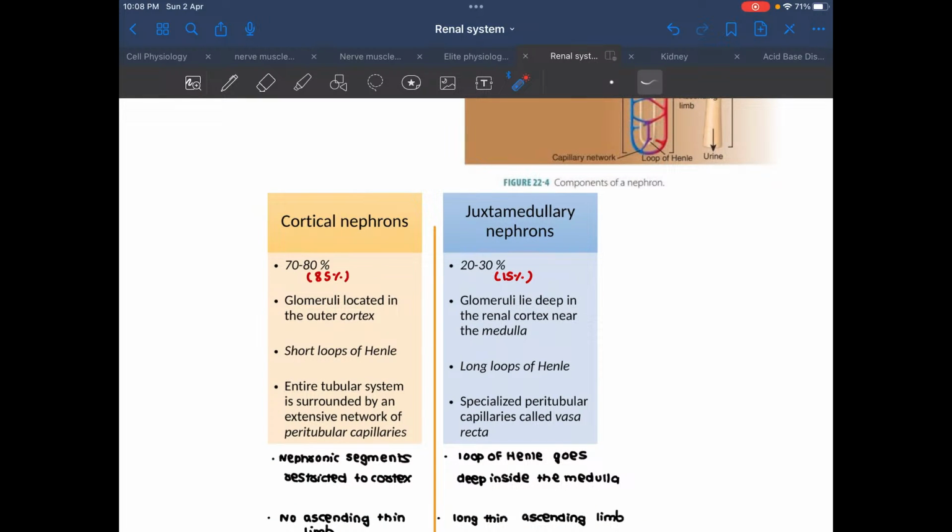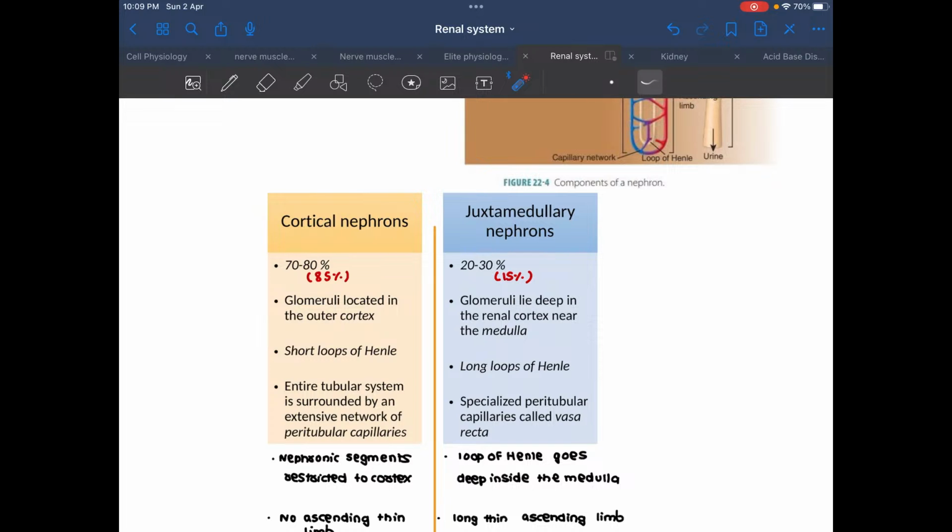So we have cortical nephrons. Cortical nephrons comprise about 80%. Some books have 85% written. So it's 80% of every nephron present in a body. And juxtamedullary nephrons contribute about 15 to 20%. So these cortical nephrons are present in the renal cortex. And where in the renal cortex? Much closer to the outer side of the renal cortex.